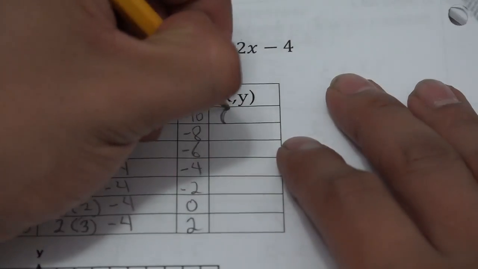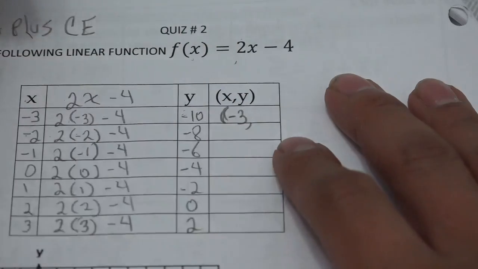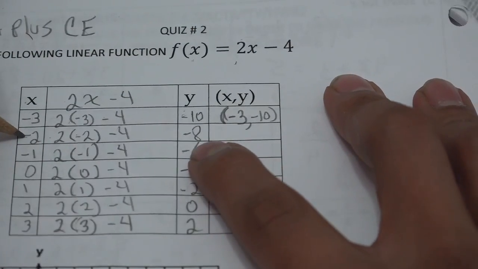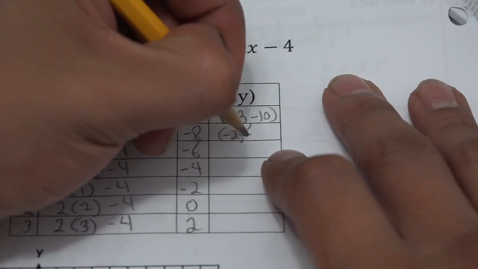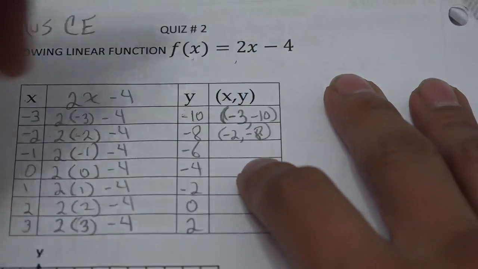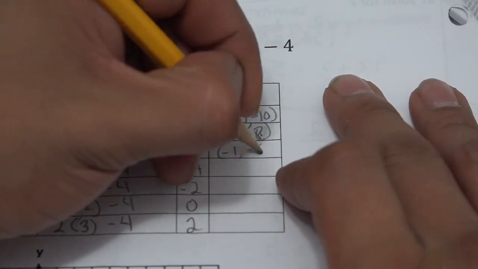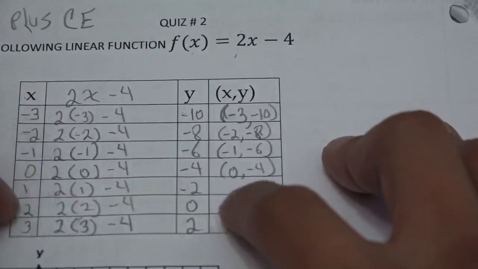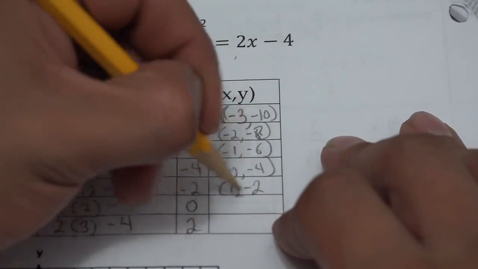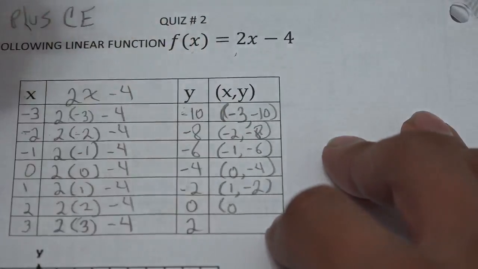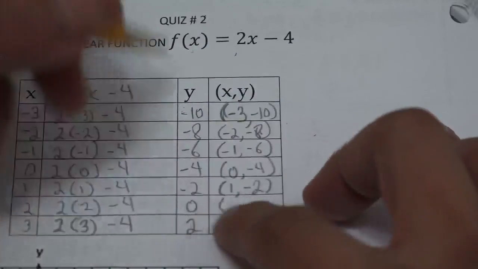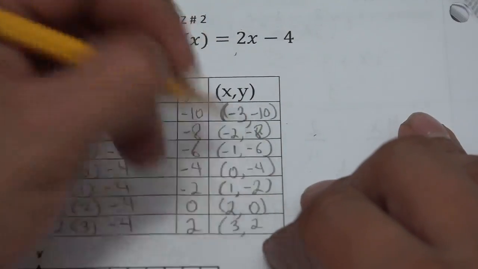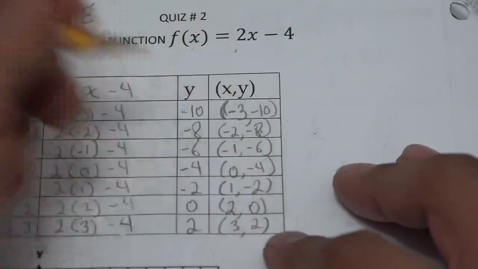Then here you write the ordered pairs. -3, comma, -10. -2, comma, -8. -1, comma, -6. 0, comma, -4. 1, comma, -2. 2, comma, 0. 3, comma, 2. See that? That's what you gotta do.